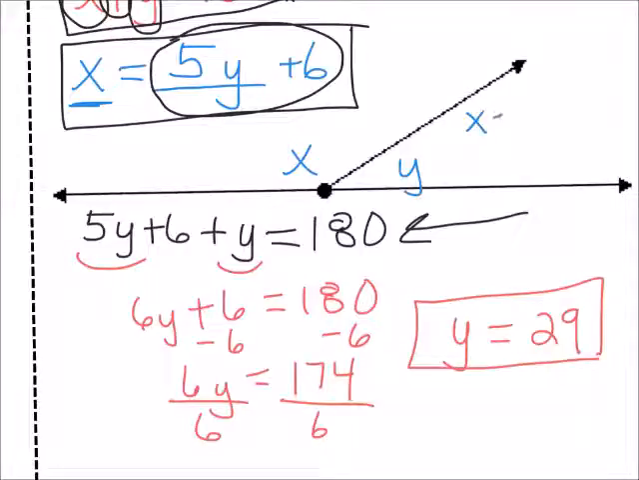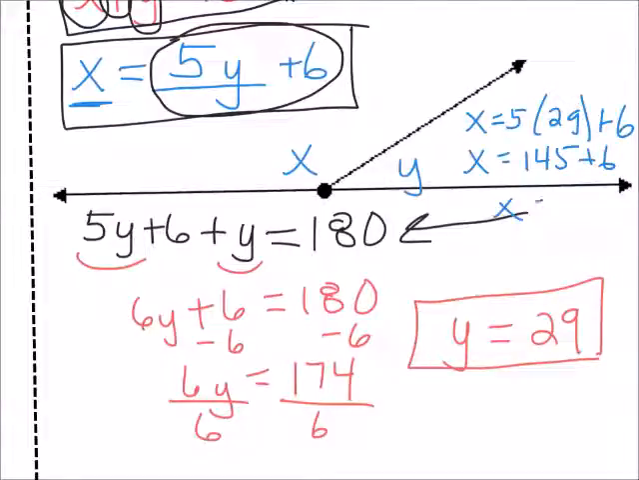So we have x equals 5 times 29 plus 6. So 5 times 29 is 145, so we have x equals 145 plus 6, and so x equals 151. And when we add 151 to 29, we indeed get 180 degrees, which is what those two angles have to be when you add them together.